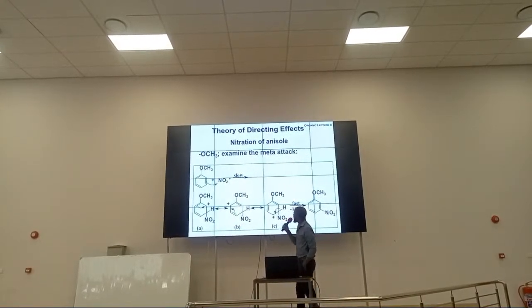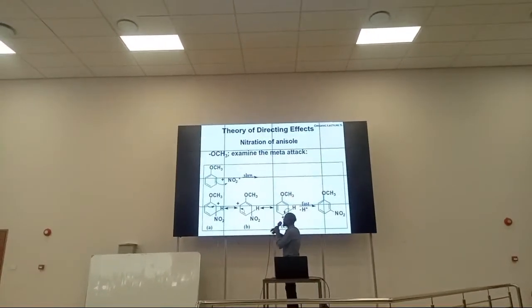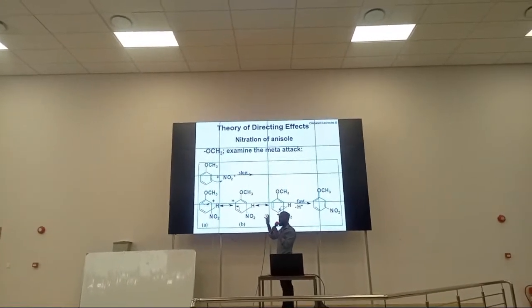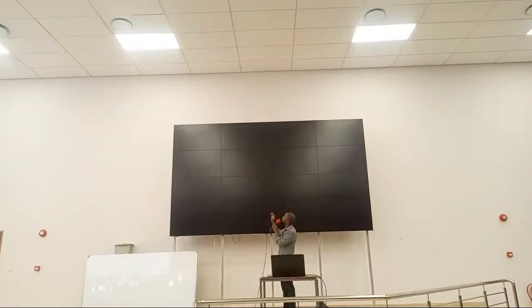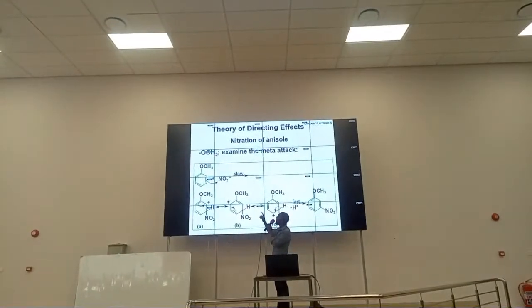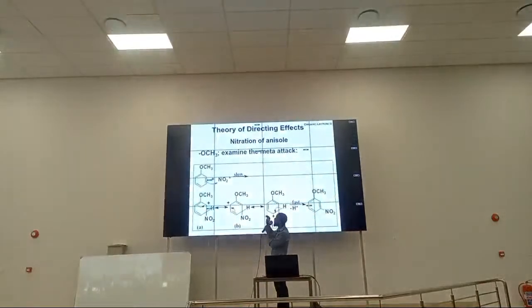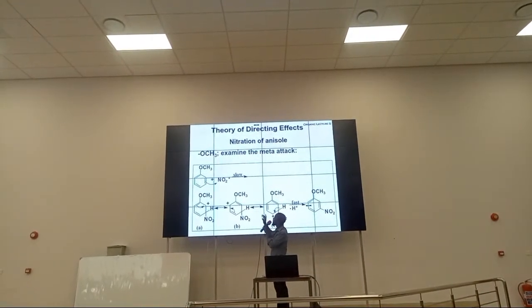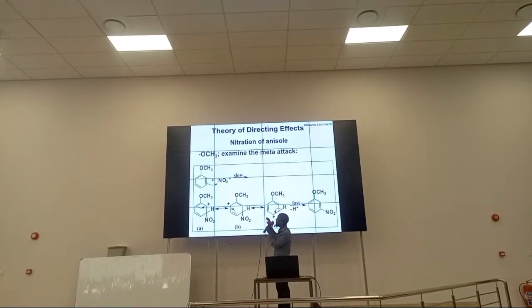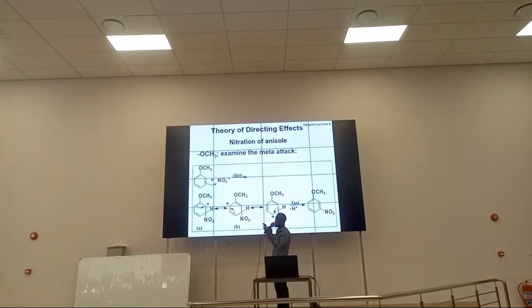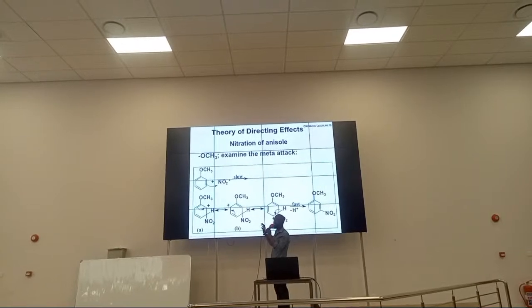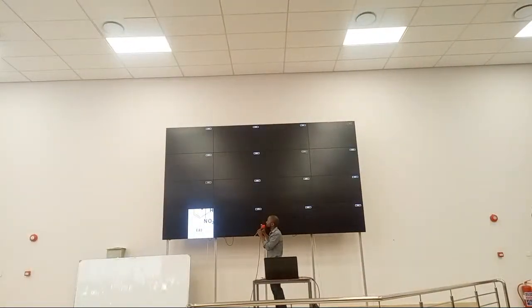Okay, so the first step is electrophilic attack. The pi bond on the benzene will break, and that is the nucleophile attacking the electrophile NO2+. That is the slowest step, and it is therefore the rate determining step.